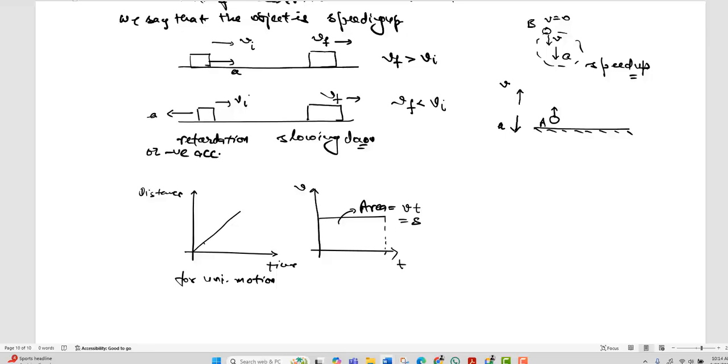And also I have told you that if this is a line that is inclined with the time axis, you can get the slope from here. So what does this slope represent? The slope of the velocity time graph represents the acceleration, and the slope of the distance time graph represents the velocity.